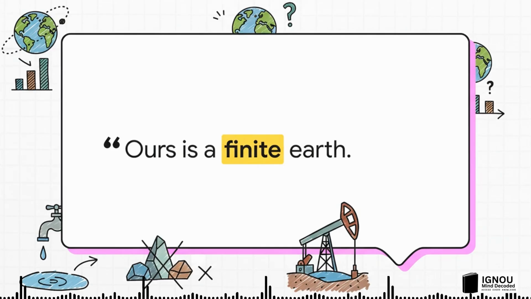I really want to emphasize that 6th rule. Ours is a finite Earth. This is so crucial. It means the resources we rely on, fresh water, minerals, fossil fuels, they don't last forever. We don't have an infinite supply. This one idea is one of the biggest drivers behind environmental science and the whole push for sustainability.